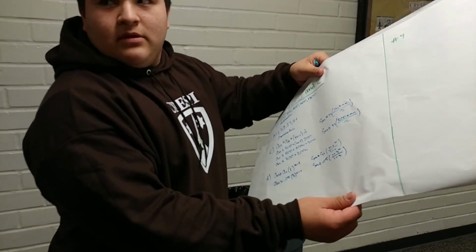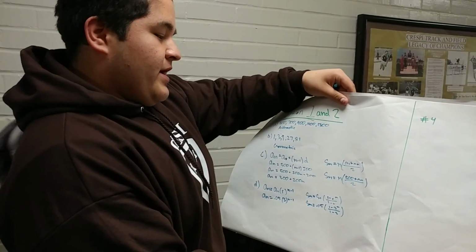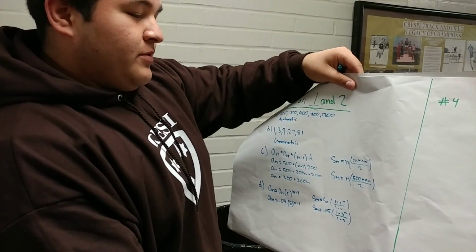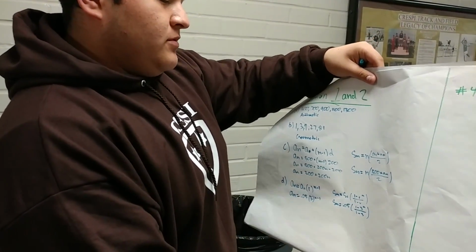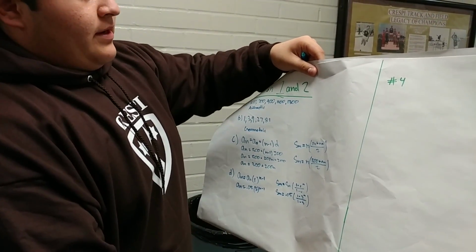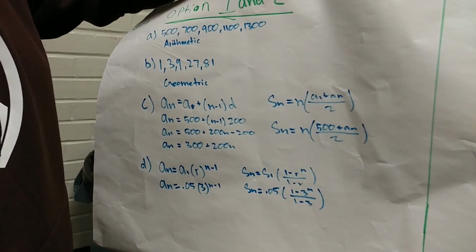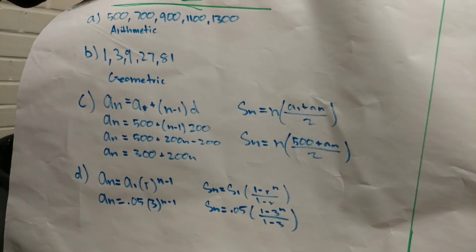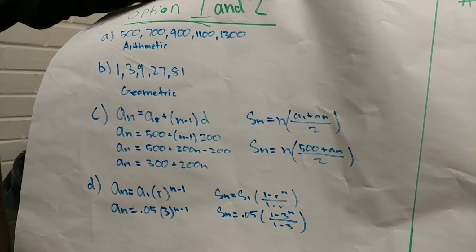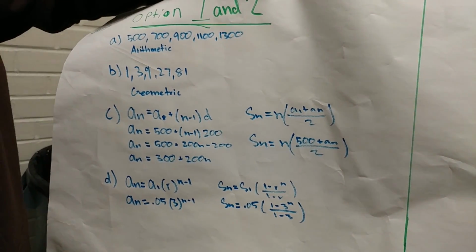And here we have S_n equals n times (a_1 plus a_n) divided by 2. So we don't know what n equals, so you put S_n equals n times (500, because that's what a_1 equals, plus a_n) divided by 2.